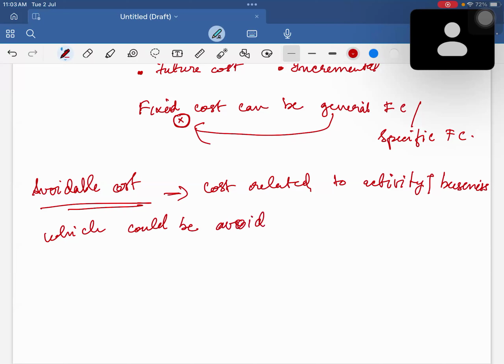We'll discuss this in the topic relevant costing, and it comes, I think, 2 or 3 chapters afterwards. It comes after ABC, target, throughput, and CVP, so I think it comes after 4 chapters. Clear? By the time we reach there, you will get more intel on it.